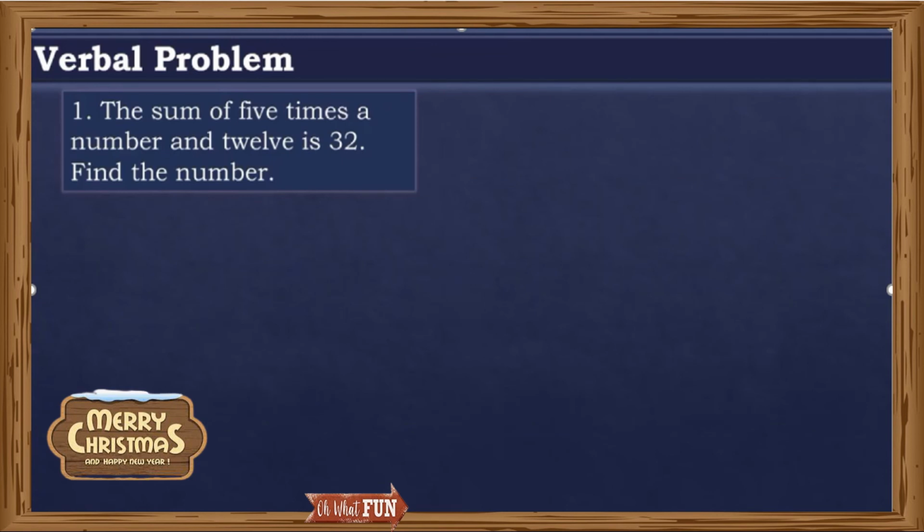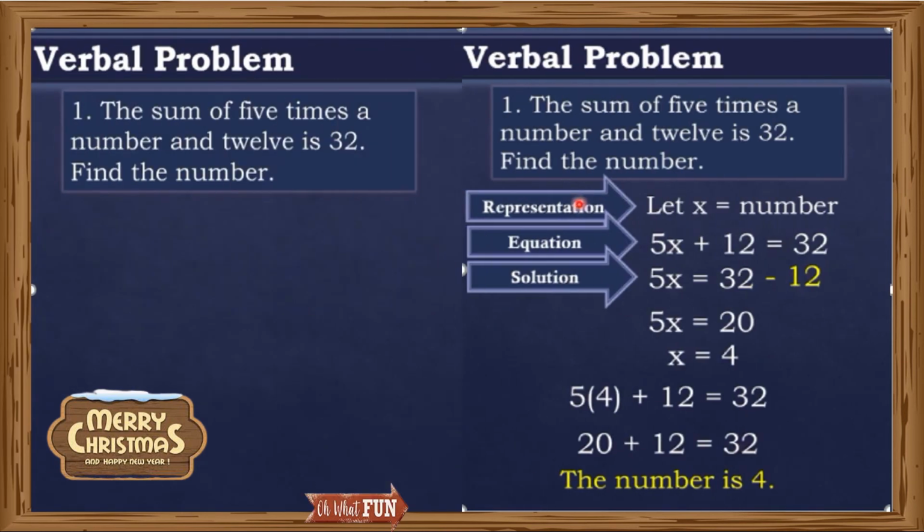Under verbal problem. The sum of 5 times a number and 12 is 32. Find the number. We need to understand the problem first, ha. Sabi niya kasi, ang total or sum, so sabihin pag pinag-add ko daw, ang 5 times a number and 12, this is equivalent to 32. Kasi 5 times a number and 12 is 32. So we need to find the number. So for us to find the number, we have the representation, let x be the number. The equation is 5x plus 12 is equal to 32 kasi nga 5 times a number.